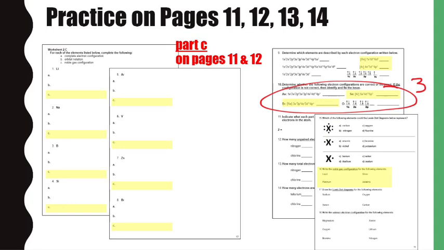So remember, 3 of these are incorrect. Sorry, 3 incorrect, 1 correct. And then there are some noble gas configurations for you to do on page 14. None of that should take very long because these are so nice and short and simple.